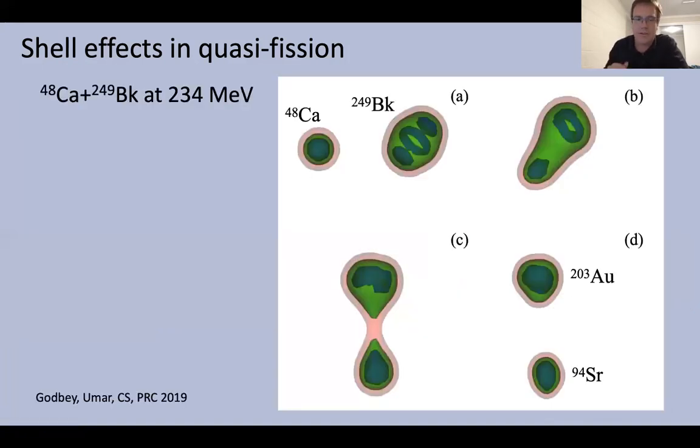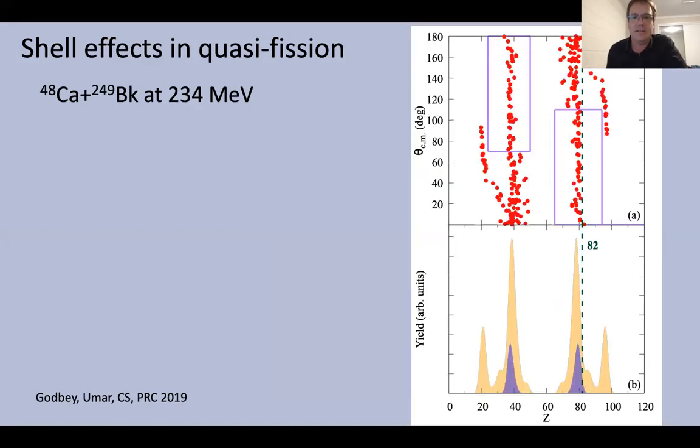We looked at other systems theoretically. Calcium-48 on berkelium-249 is one which we studied because it was the reaction used to produce the superheavy element Z equal 117. These are calculations which were performed by Kyle Godby and Said Umar. And again, each of these points is weeks or months of CPU time. Luckily, you can run them in parallel.